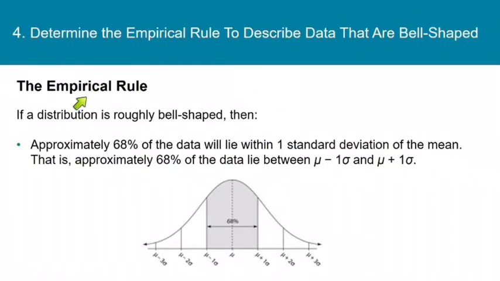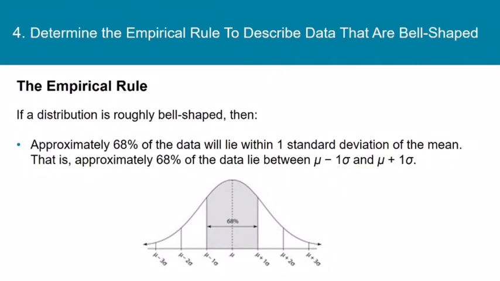So the empirical rule comes in 3 parts. And it says if a distribution is roughly bell-shaped, then approximately 68% of the data will lie within 1 standard deviation of the mean. That is, approximately 68% of the data lie between mu minus 1 sigma and mu plus 1 sigma. And remember, sigma stands for standard deviation.